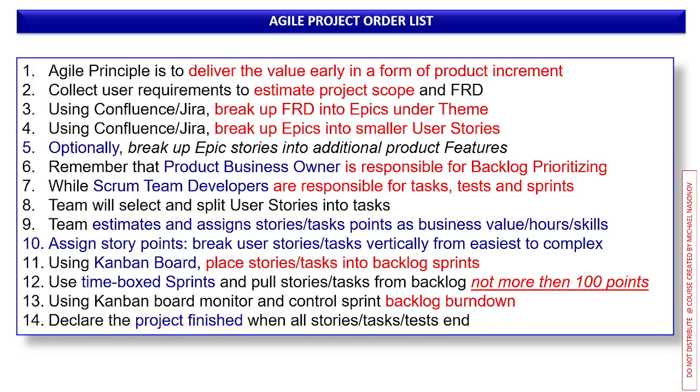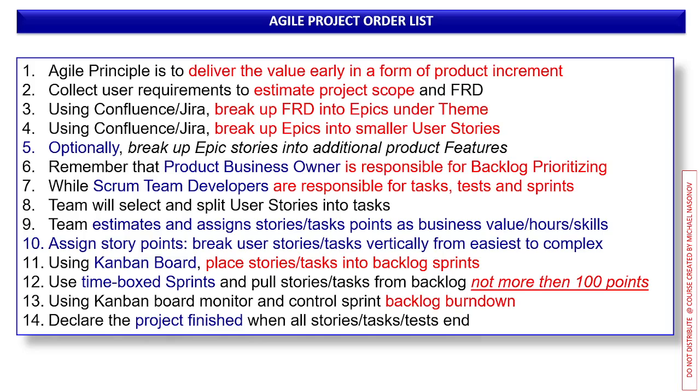This is all the responsibility of the product owner. Then again, using these tools, break up epics into smaller user stories. And optionally, break up epic user stories into additional product features. Remember that the product business owner is entirely responsible for backlog prioritizing, while the Scrum team developers are responsible for tasks, tests, and sprints execution.